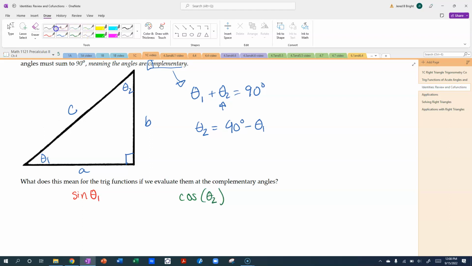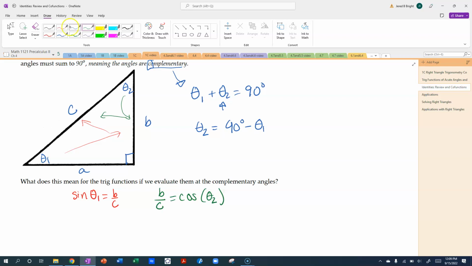Okay, so sine of theta 1 is going to equal, from theta 1, I have to do opposite over hypotenuse. So this is b over c. And then cosine of theta 2 would be adjacent over hypotenuse, also b over c. Oh, they're the same. That's something very nice. So cofunctions evaluated at complementary angles are the same.